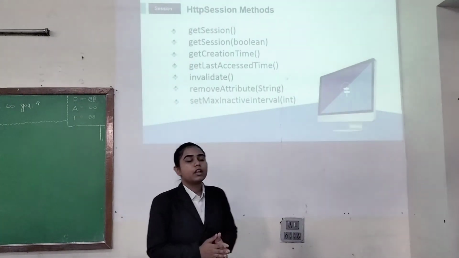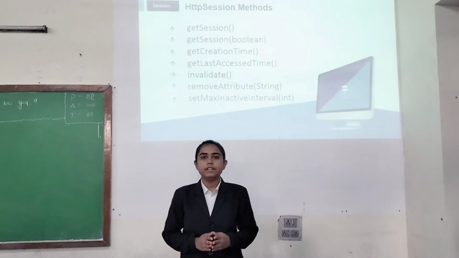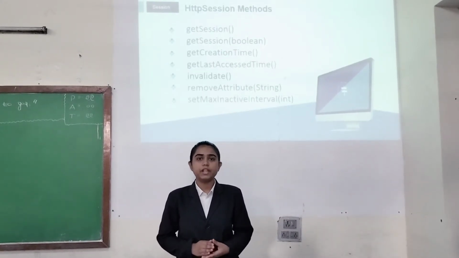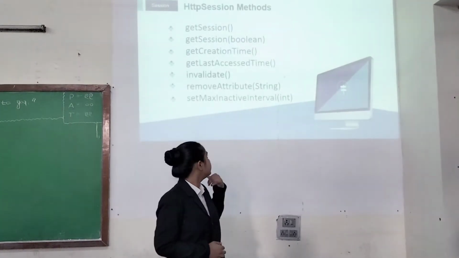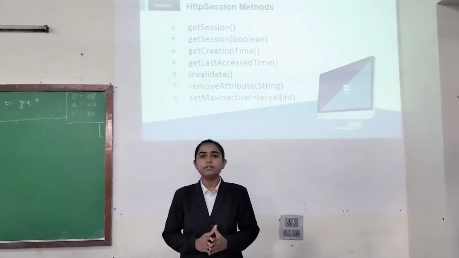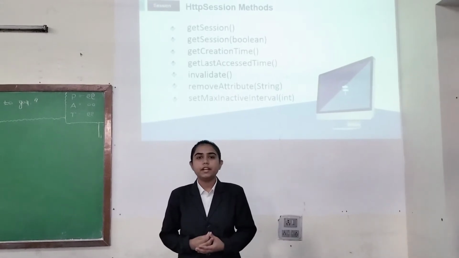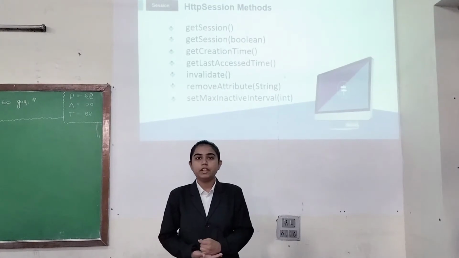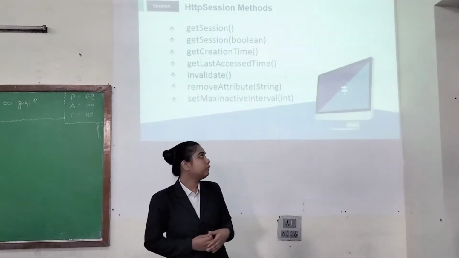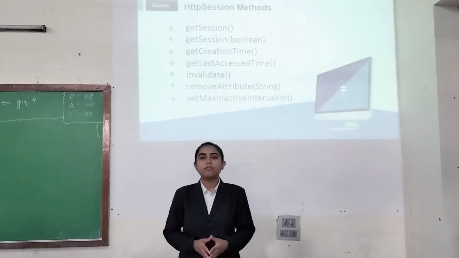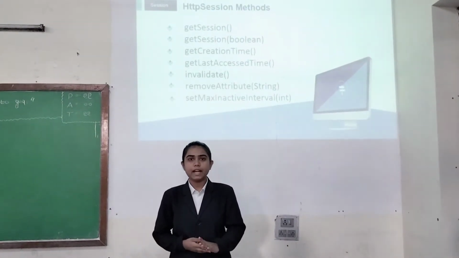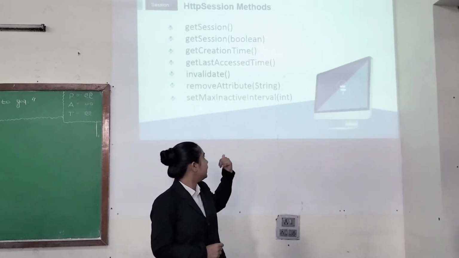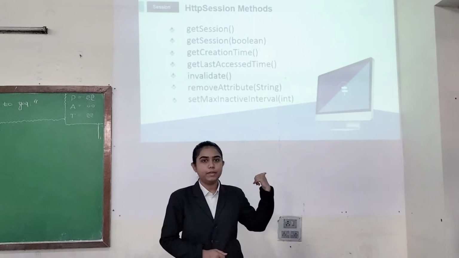Remove attribute. You can use the invalidate method to remove all the session attributes. But what if you have to remove only one attribute? Then you can use the removeAttribute method. By using invalidate, you can remove every object of the session, but by using removeAttribute, only one object is removed. If we have 100 attributes in one file and we want to remove only one, which is the user's name, from the session, then you can pass that session name to the removeAttribute method.